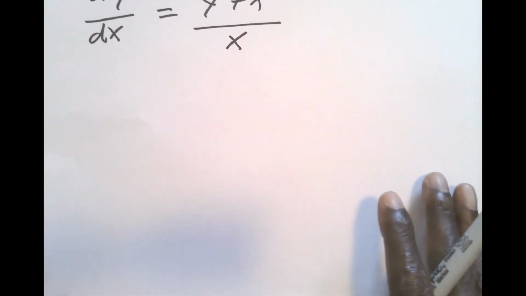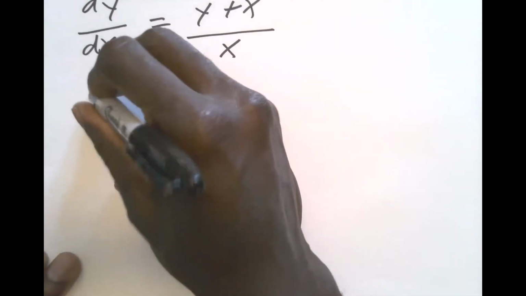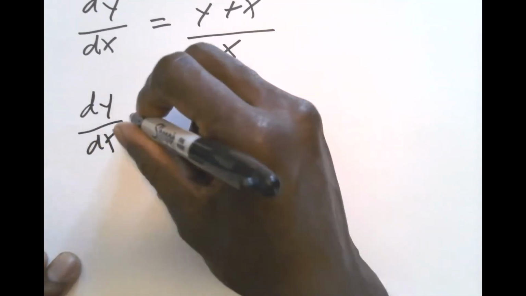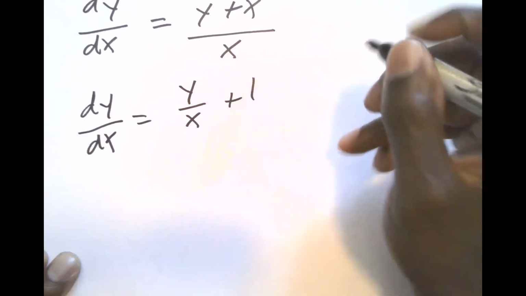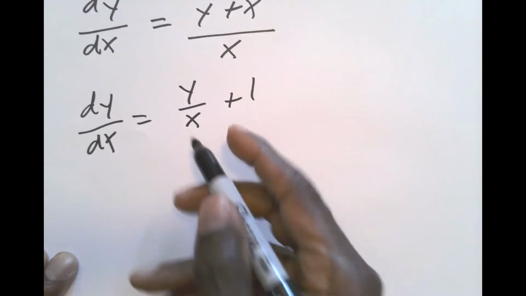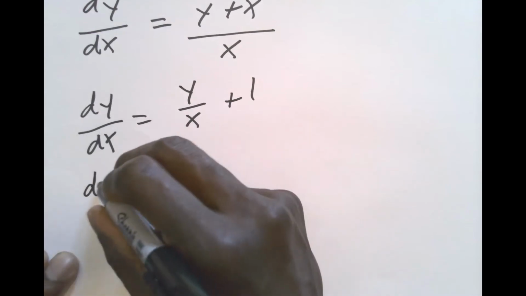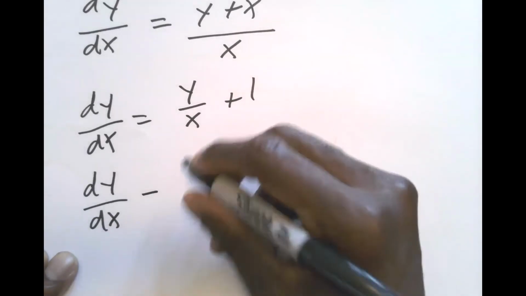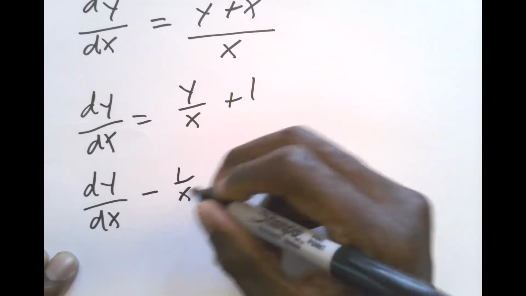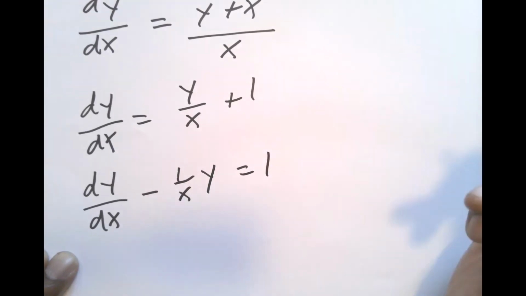All right, so just like the previous problem, this one is not in the right form yet. So we're going to first put it in the correct form. What I'll do is first simplify this expression here. And let's see, we'll get dy by dx equals y over x plus 1. We'll move this guy over to the other side. And so dy by dx minus, and I'm going to write this as minus 1 over x times y equals 1.